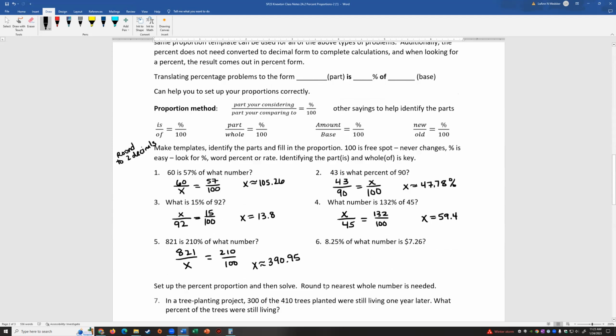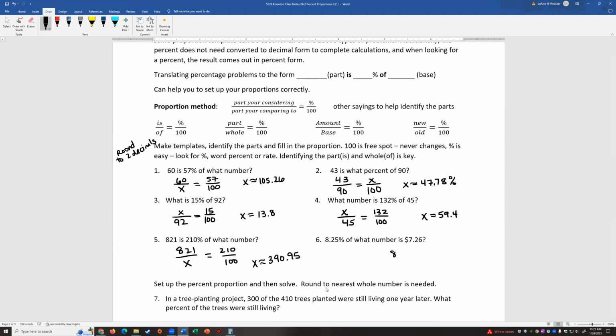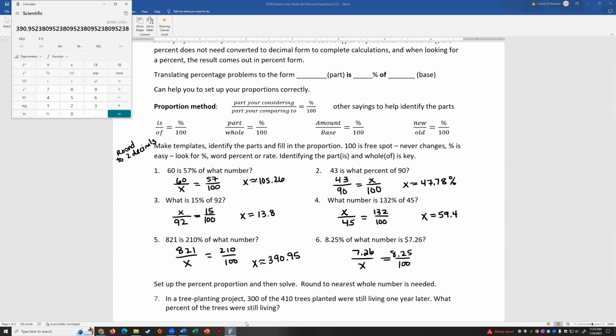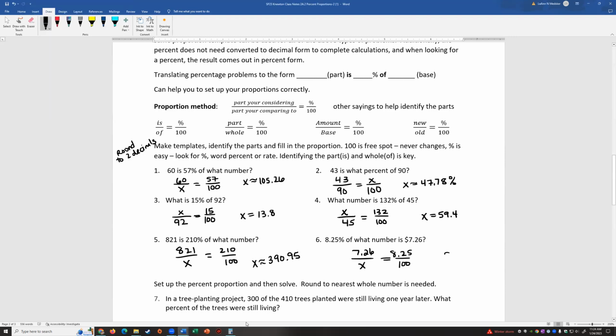And then for the last one, 8.25%. So that's going to go over 100 of what number? So we don't know the whole, is 7.26. And this one has units on it, so we're going to put dollars on the final answer as well. So this will be 7.26 times 100 divided by the 8.25. That is going to be $88.